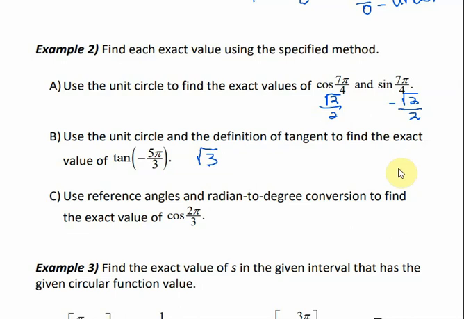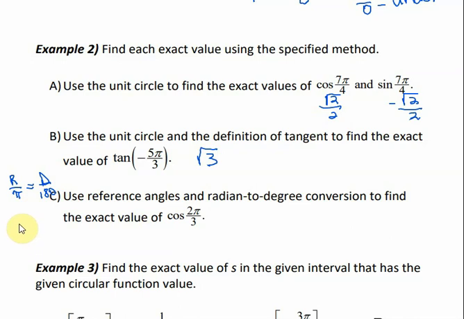All right, C says use reference angles and radian to degree conversion to find the exact value of cosine of 2 pi over 3. All right, so to convert this from radians to degrees, remember we used the little formula r over pi is equal to d over 180?